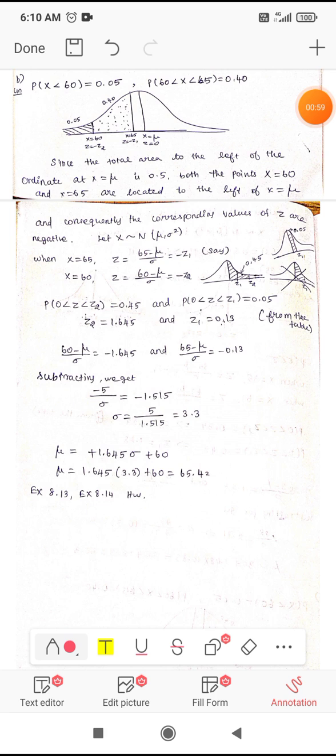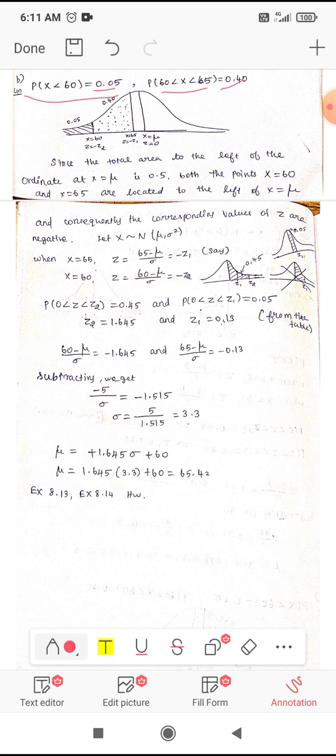So this is our given. Probability of x less than 60, that is under 60, is 5%. 5% written in the form of a decimal is 0.05, and the height between 60 and 65 is 40%, so 40% is 0.4.